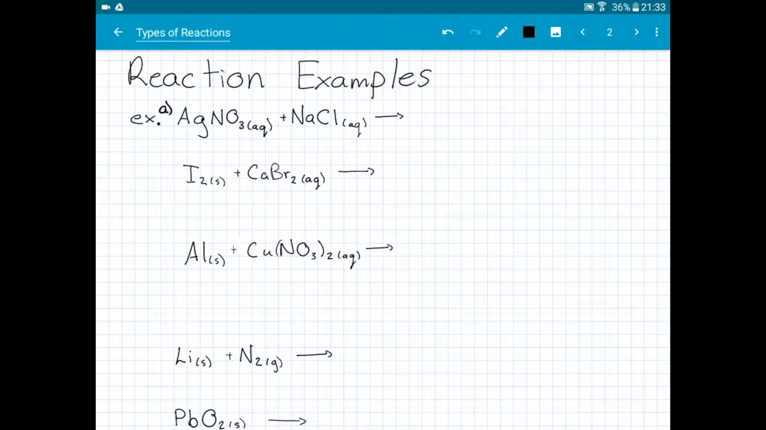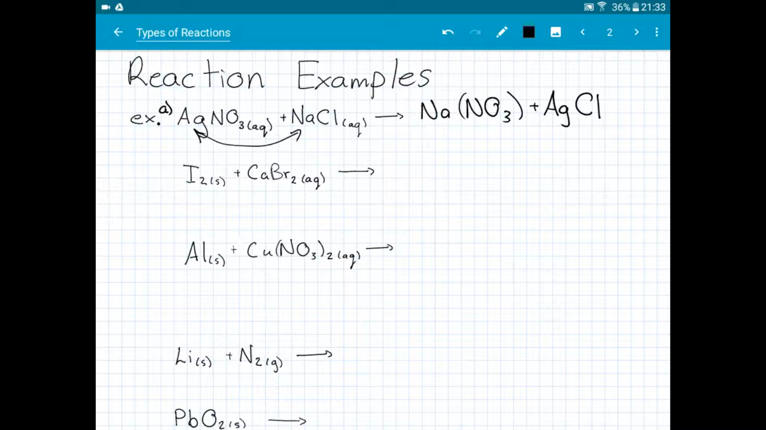We've got silver nitrate adding to sodium chloride, and because these are both ionic, we're going to have a double displacement. So we're just going to switch these two, and we're going to get NaNO3, plus Ag, or silver, Cl.